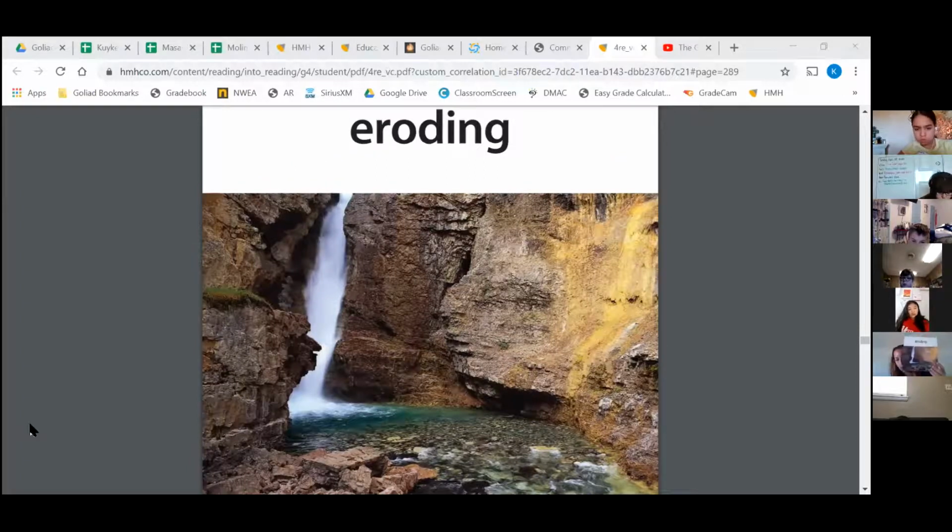Okay, our last word is eroding. What is the word? Eroding. Okay, let's see what's happening in the picture. What does it look like? It looks like a waterfall. It looks beautiful, right? Now, think about how it was created. How were that little waterfall and all those tall rocks created?